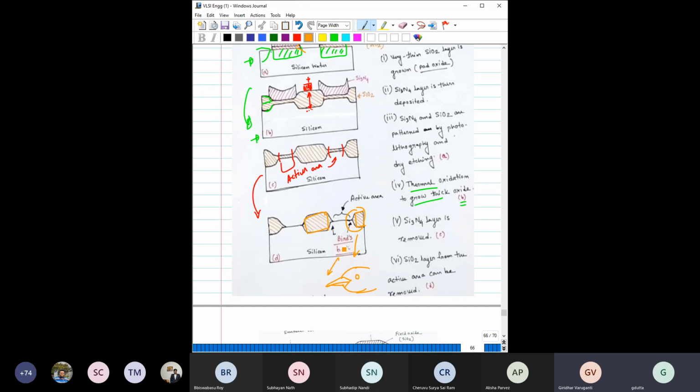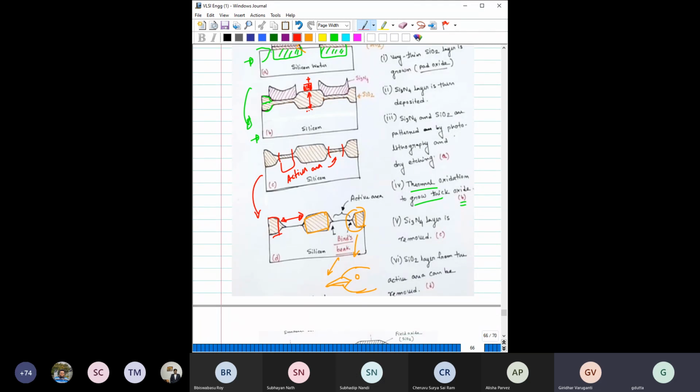So that is the issue. This is why people call it the bird beak problem, and how this bird beak problem will influence. Earlier you assumed that my entire active area is this much, but now that active area has reduced because of this bird beak issue. Because that oxide has penetrated a bit inside this active area, it will reduce the active area.